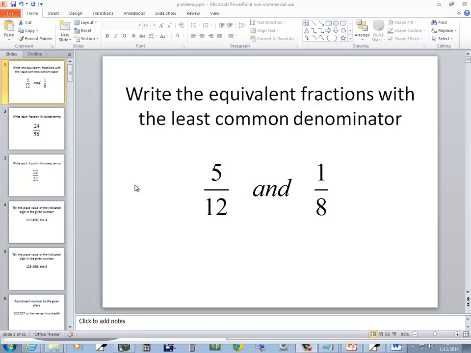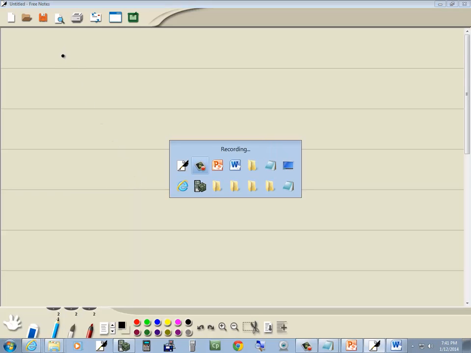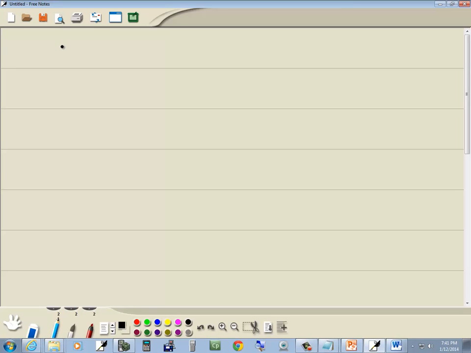In this problem, we want to write the equivalent fractions of the least common denominator. So we've got 5 twelfths, and we've got 1 eighth. Well, first let's figure out what our least common denominator is. First step is we have to write the prime factorization of each number down, the 12 and the 8.